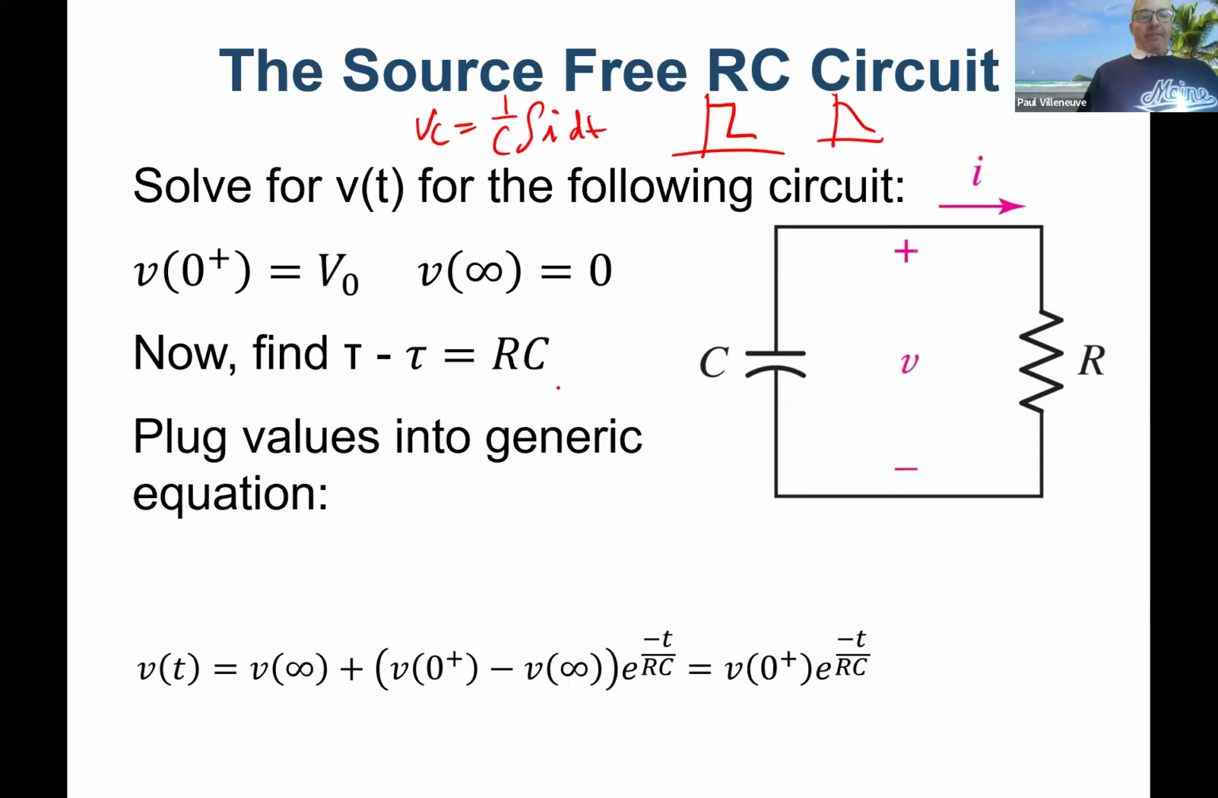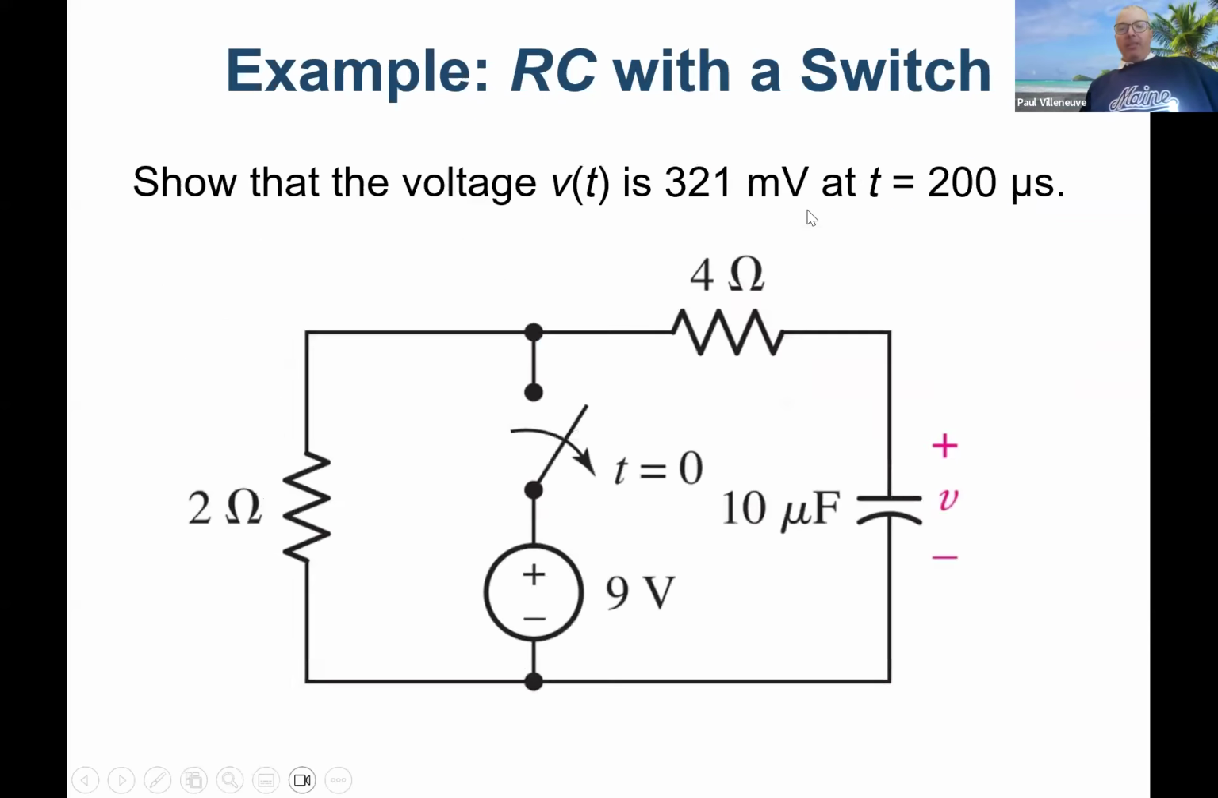Move this out of the way. So what we end up with is our expression for V of t is equal to our initial condition, V naught, times e to the minus t over RC. Pretty simple, pretty straightforward. All right, let's do this example.